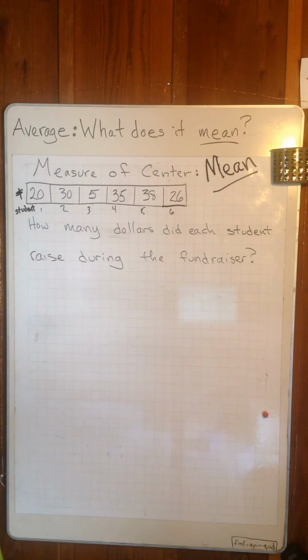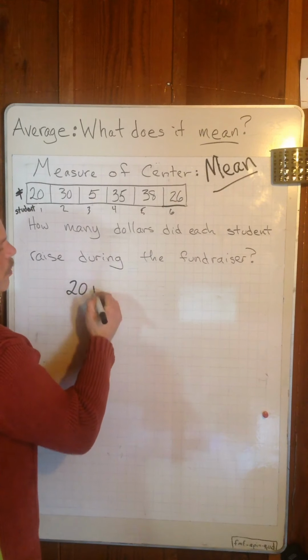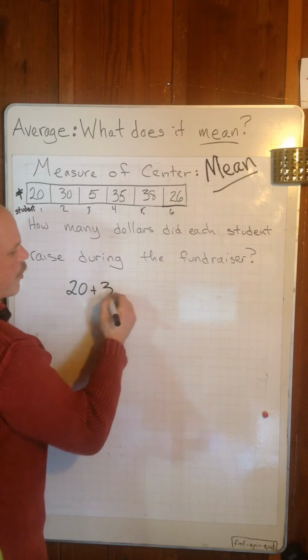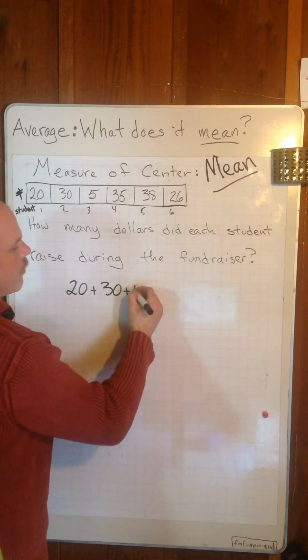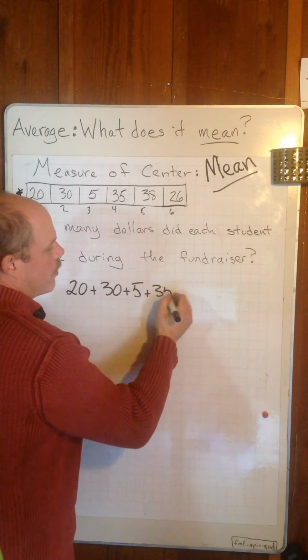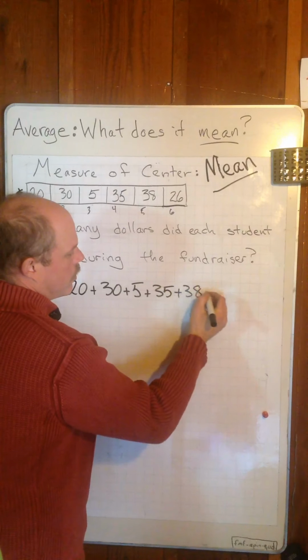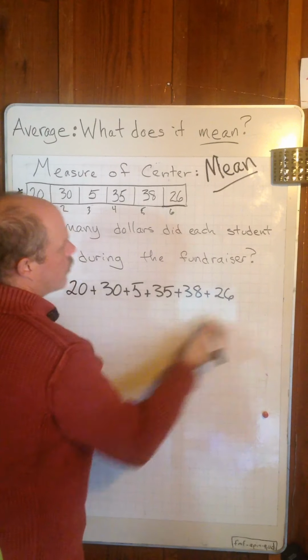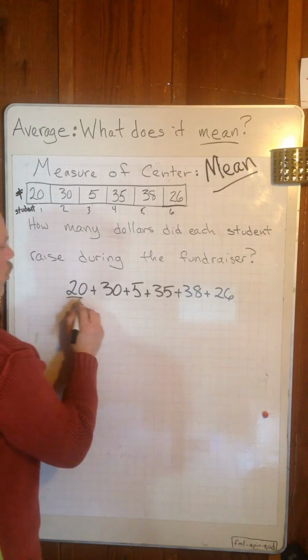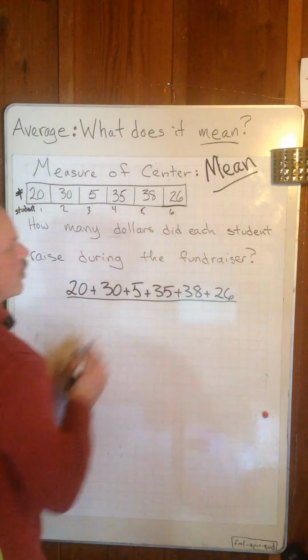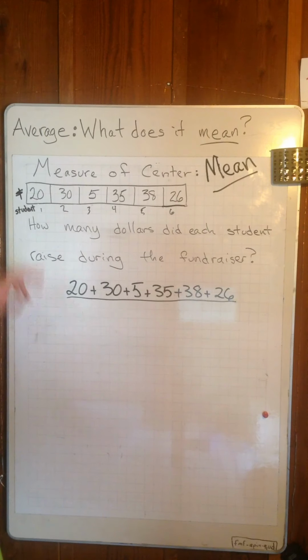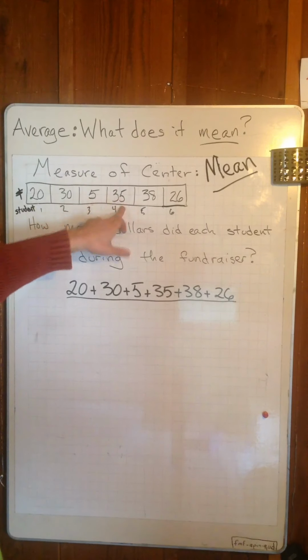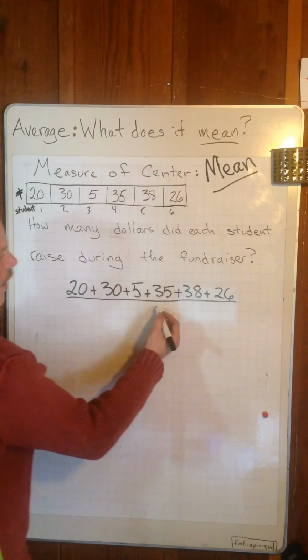So now, what I could do is ask, what was the average amount that a student raised during this fundraiser? I might actually say, what is the mean for the amount raised by a student during this fundraiser? To do so, I would have to add all my values up. So 20 plus 30 plus 5 plus 35 plus 38 plus 26, and then I'm going to have to divide the whole thing by the number of values I have. Like I have 1, 2, 3, 4, 5, 6, so I have 6 values.